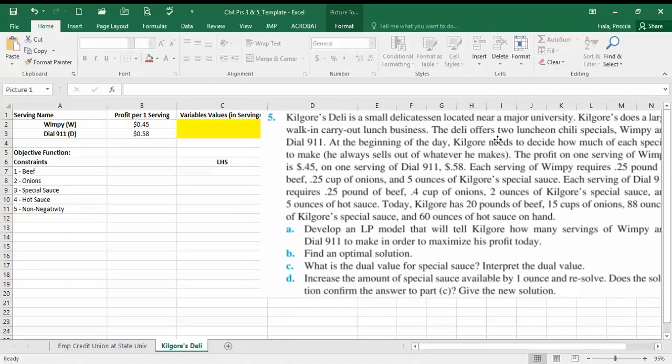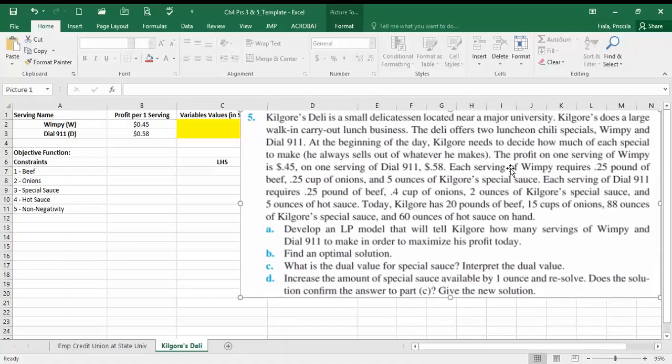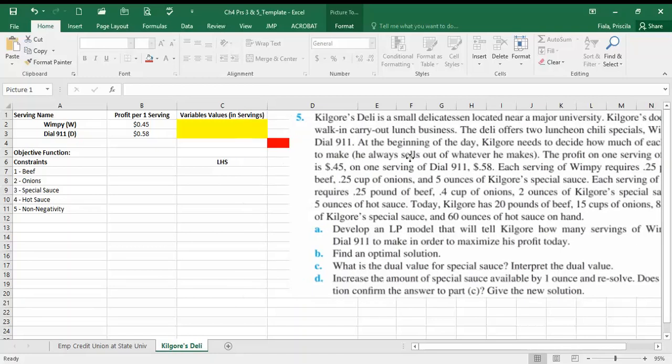So let's continue with the problem. Now you're going to notice how we're getting to the constraints, because right here it is going to tell you how much of each and how much they have. Those therefore are your constraints.